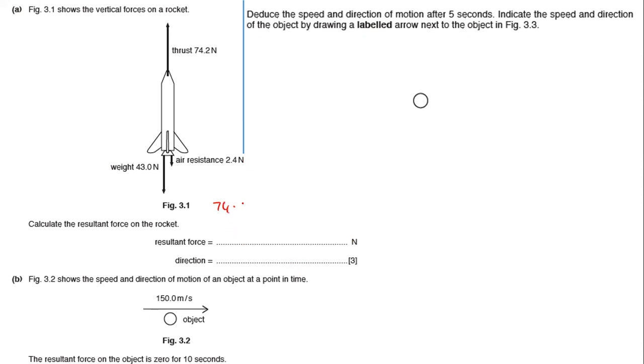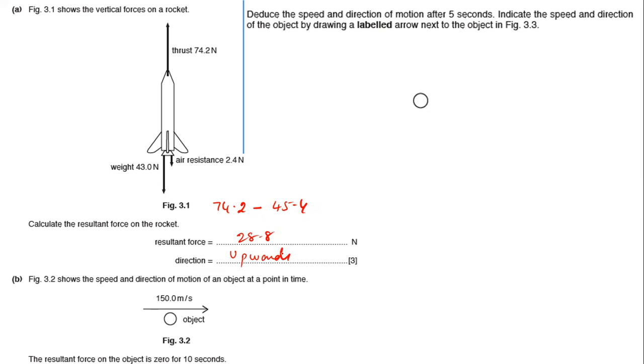74.2 minus 45.4. Yeah. So what is the value of it? 28.8 Newton. And what is the direction? It's upwards. Upward direction.